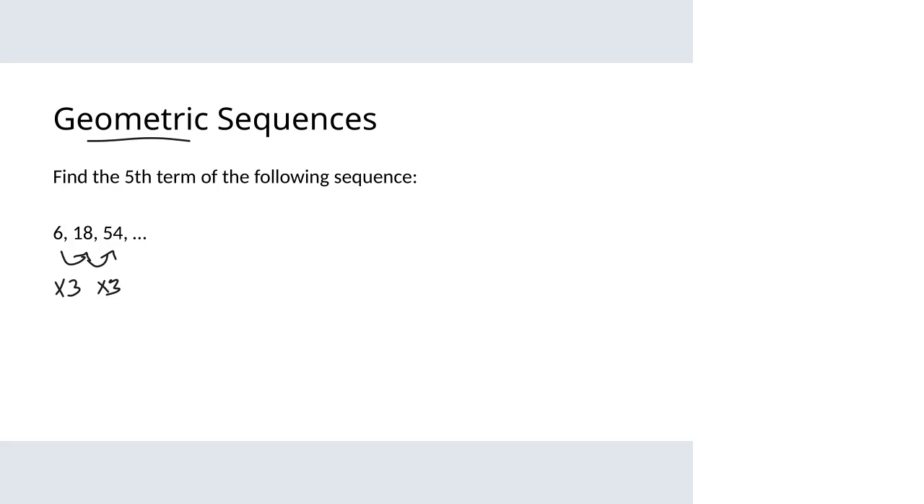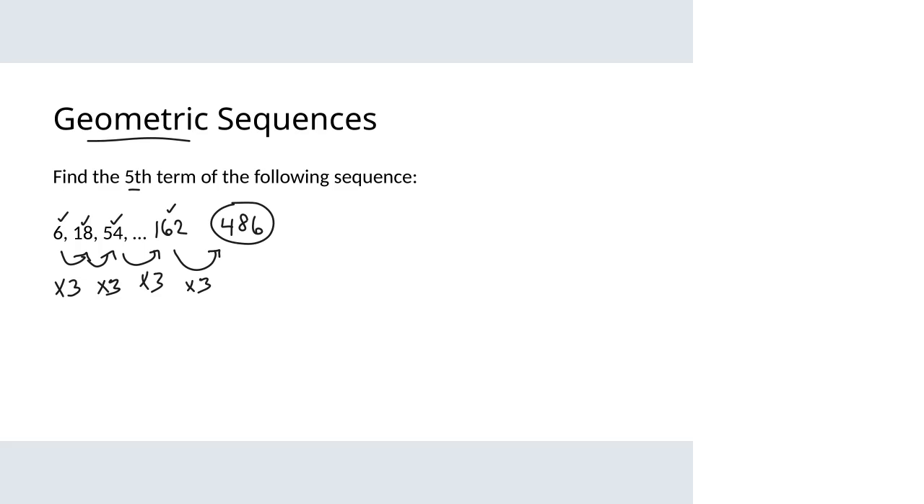This also said find the 5th term, so we'll do that. I'm going to have to multiply by 3 again to get to the next term. 54 times 3 is 162. And I'd have to multiply by 3 again to get to the next term. And that's 486. It said find the 5th term. That's 1, 2, 3, 4. There's the 5th term, 486.